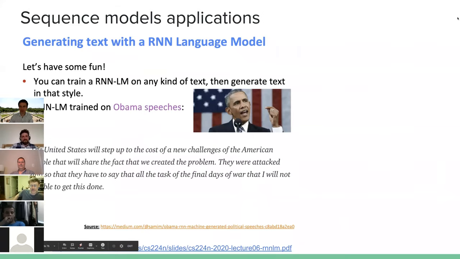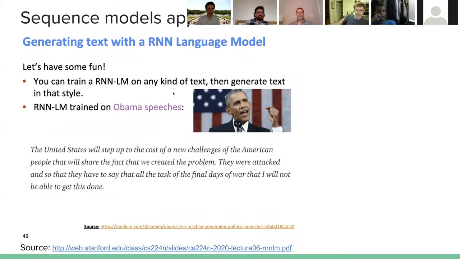Some other applications, just to wrap up here. This one is trained on speeches from President Obama, and this is what it came up with. The United States will step up to the cost of a new challenges of the American people that will share the fact that we created the problem. So it makes sense at the beginning, but after a while, it doesn't make much sense.